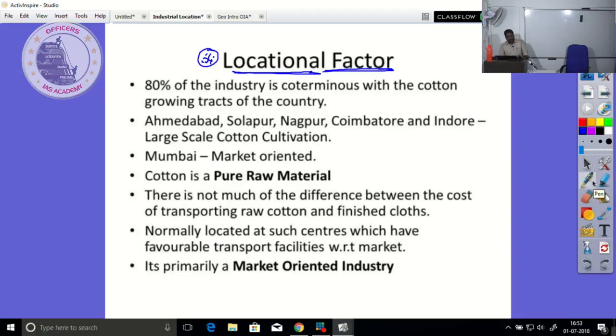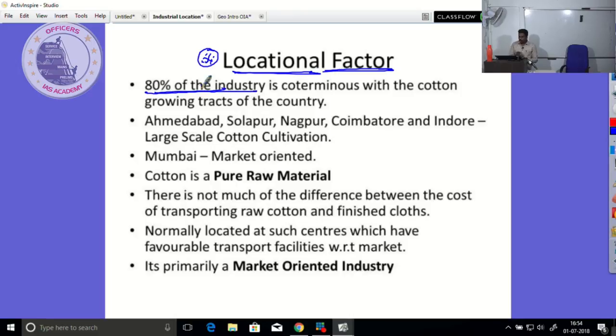Now, whenever I talk about the locational factor, one thing I understand, sir, 80% of this industry is coterminous with the cotton growing tract of this country. For that, I should know which part of the country is conducive for cotton cultivation. When I talk about the geographical factor for cotton cultivation, more than the humidity comes the soil factor, sir. What type of soil is conducive for cotton cultivation? It is black soil, sir. Where do you find the black soil?